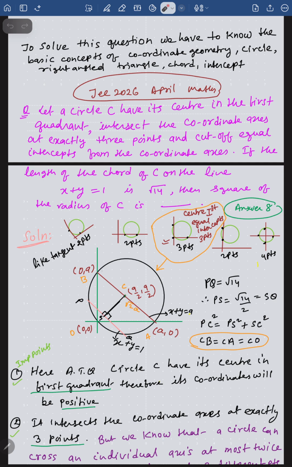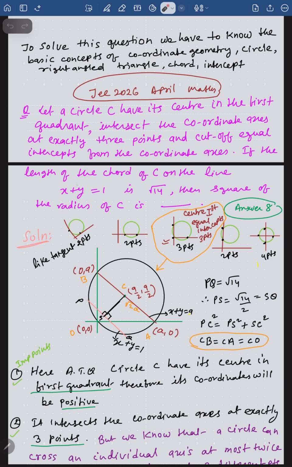Okay, so in this way you have understood why I am saying that when a circle makes equal intercepts and has 3 points of contact on the coordinate axis, it must pass through the origin, and the distance between these two intercepts will be the diameter, and hence it will pass through the center. So the center is the middle point of these two coordinates, so its coordinate will be a upon 2, a upon 2.